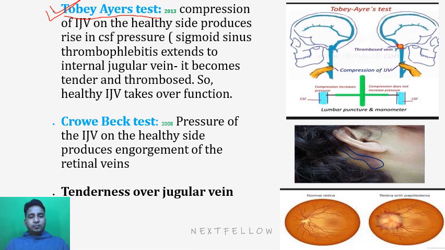Another test is the Crowe-Beck test. In this, again we put pressure on the IJV on the healthy side, and this will result in engorgement of the retinal vein. We look at the retinal vein by means of an ophthalmoscope or some other instrument, and we can see the engorgement of the retinal vein if we put pressure or compression over the IJV. This is known as the Crowe-Beck test. Both these tests are important and have been asked in previous papers. And there will be tenderness over the jugular vein.